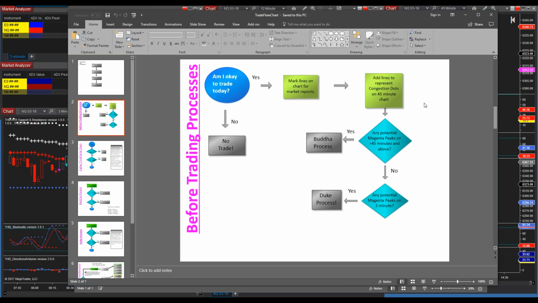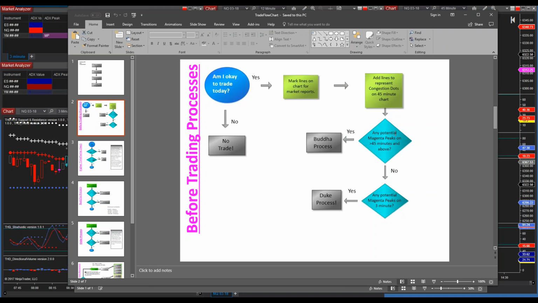Now, the next thing we ask is: are there any potential magenta peaks on the 45 minutes or above? Are the higher time frames overextended? I'm going to show you today, I took a trade on the NASDAQ because the 180 was overbought. These are the things that we need to pay attention to. The new indicator does not invalidate any of that. It just makes it easier for you to see these things.